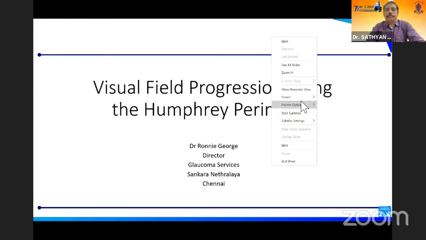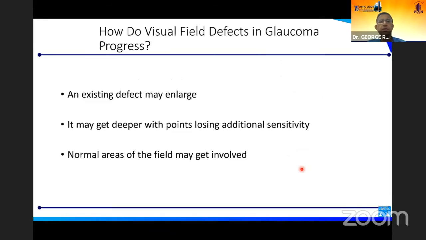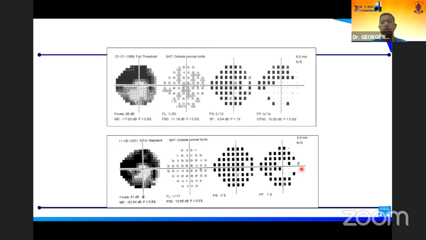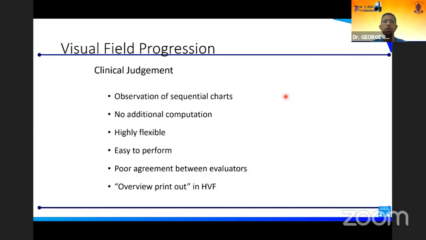I'm going to try and quickly take you through visual field progression in Humphrey. What happens for any visual field is that an existing visual field defect can get larger, or it can get deeper with points losing additional sensitivity, or normal areas of the field may get involved. When normal areas of the field get involved or part of the field gets larger, it's very easy to recognize. And that is where, if you don't have access to any other way of assessing progression, you could just use clinical judgment or the observation of sequential charts.